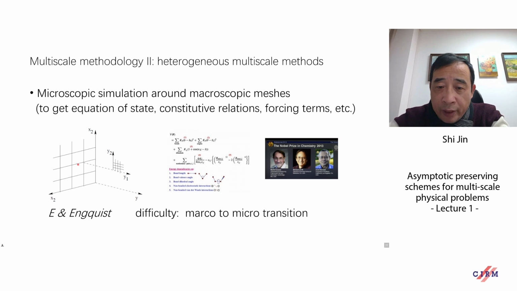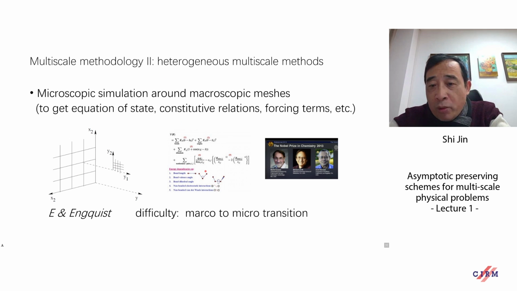So locally, at each of these macroscopic cells, I have this microscopic mesh where I do a kinetic simulation. Okay? And the kinetic simulation supplies the constitutive relation. Then I solve the moment equation. So that's called the heterogeneous multiscale method.